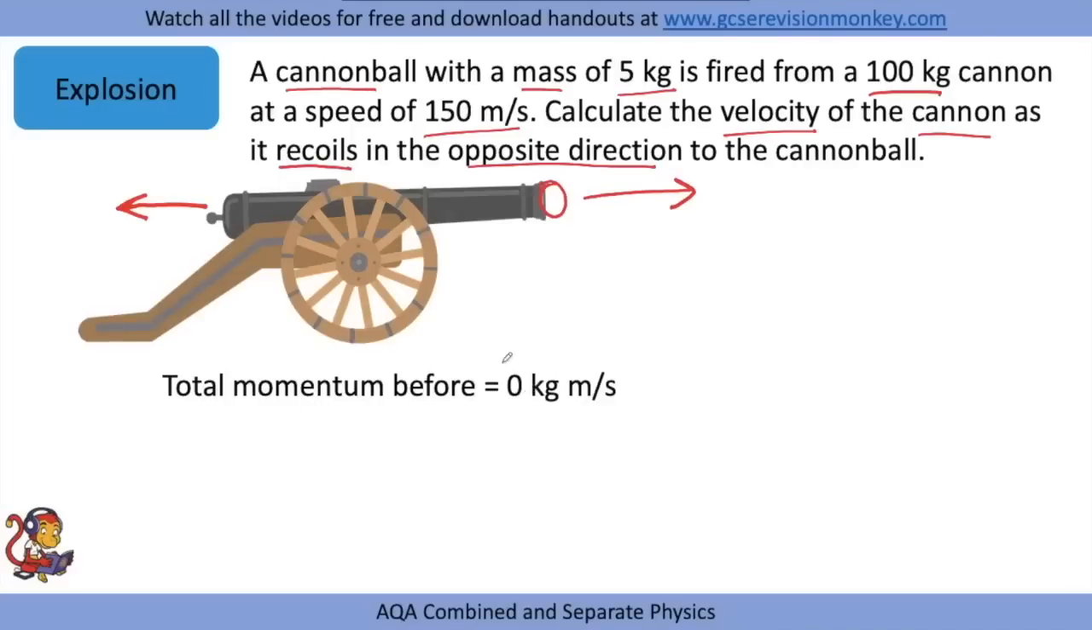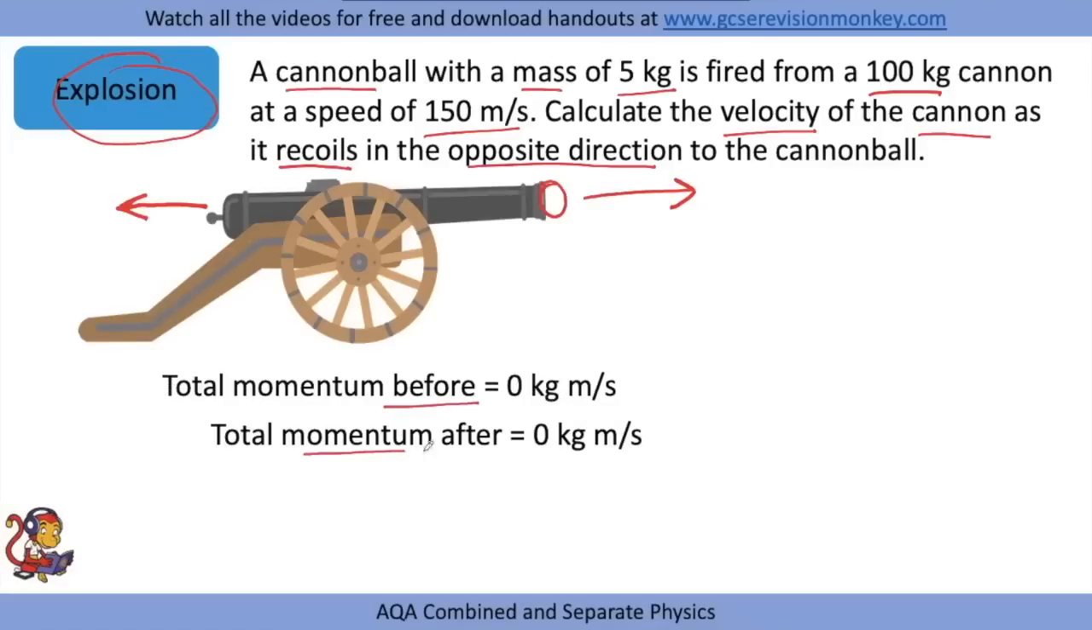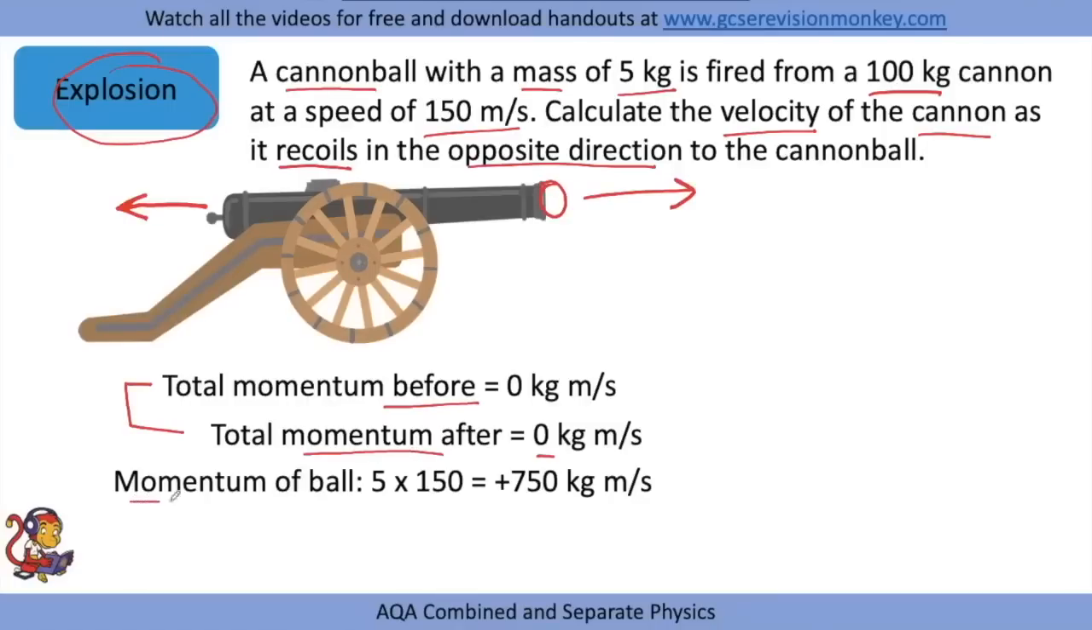And that is because before the explosion, everything is stationary. The cannon is stationary and the cannonball inside is stationary. So nice easy one, we know the momentum before is going to be 0. That means the momentum afterwards must also equal 0 because the momentum is conserved. So we can work out the momentum of the ball from the information in the question, because we have been told it has a mass of 5 kilograms and it travels with the speed of 150 meters per second. So mass times velocity is equal to 750 kilograms meters per second.